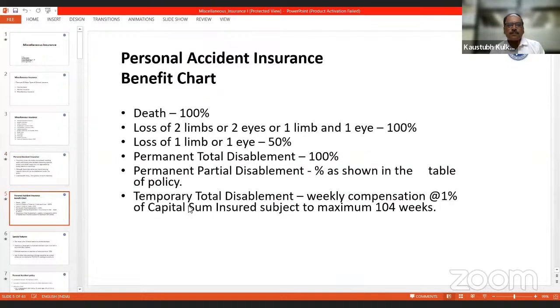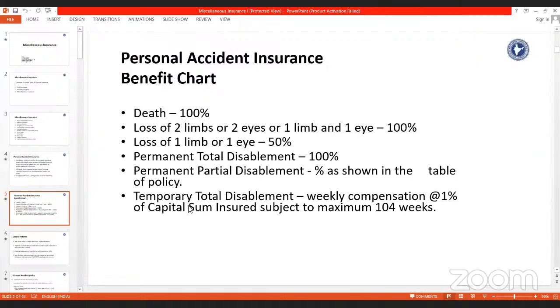Now, the benefits we cover under a personal accident policy are of these types. First, death. Whenever any person opts for a personal accident policy, the coverage in case of death due to accident is 100%. Suppose a person has taken a policy for 10 lakhs of coverage; in case of accidental death, the coverage will be 10 lakhs of rupees. After the death of the person, the benefit will go to the assignee. This is the simple thing. Second benefit is loss of two limbs or two eyes, or one limb and one eye.